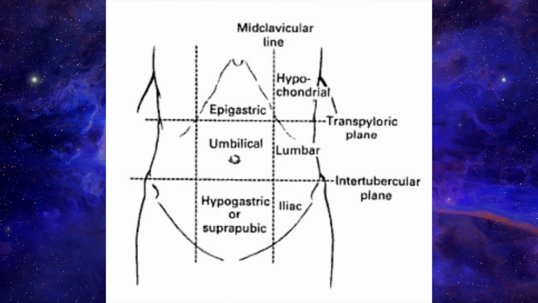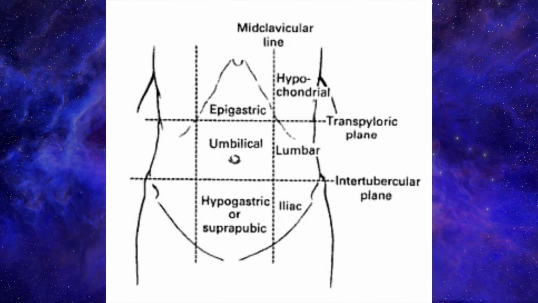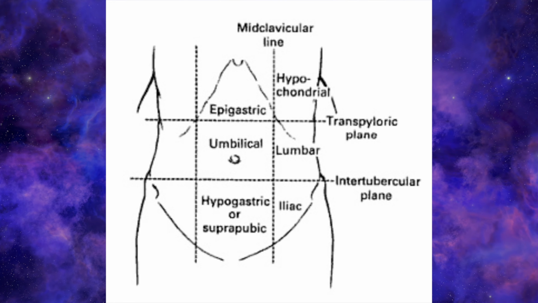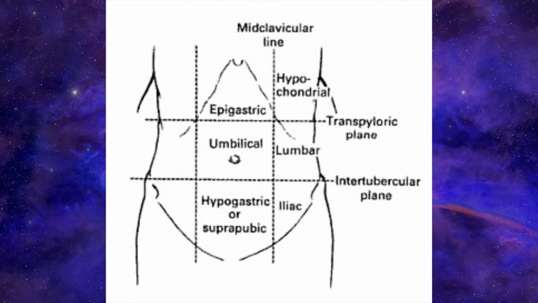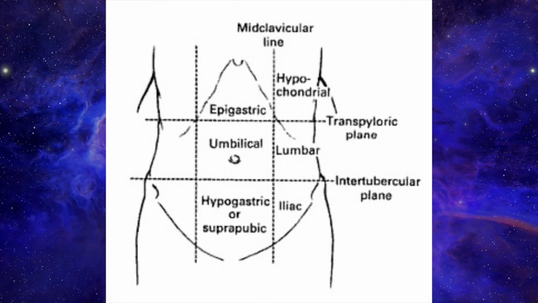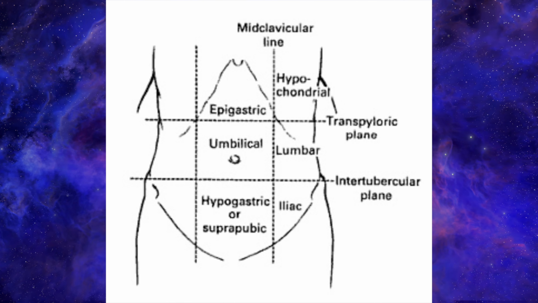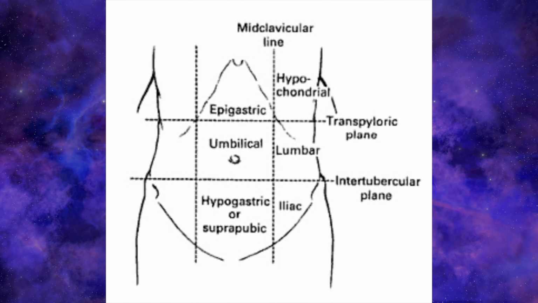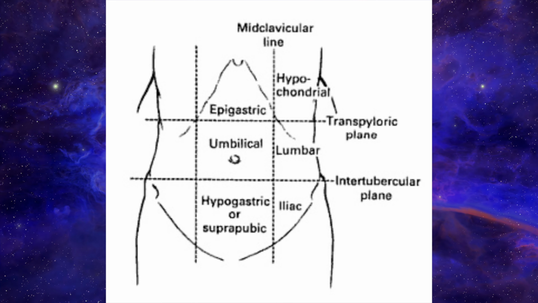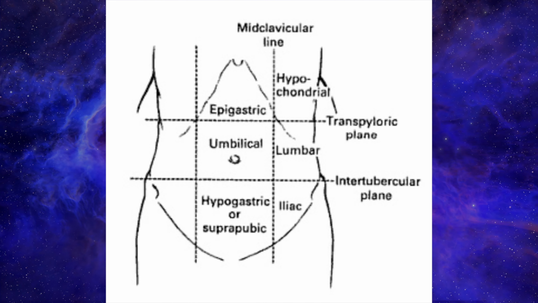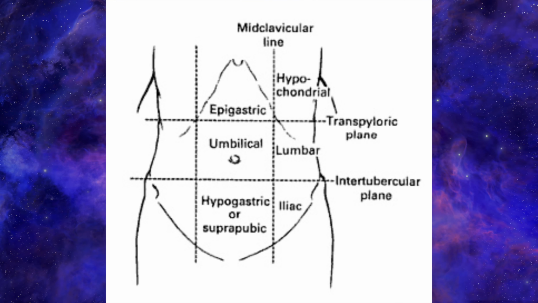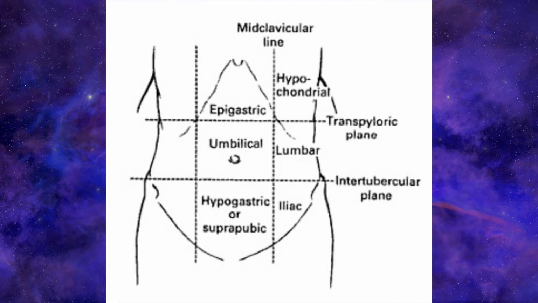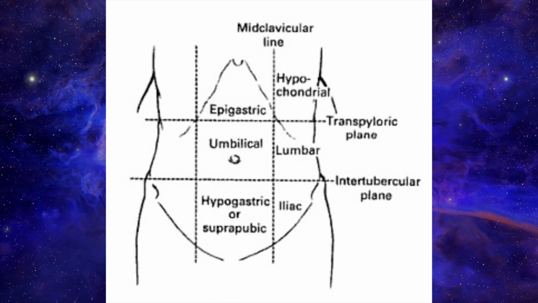Doing those 4 lines splits the abdomen up into 9 different areas. If we start in the middle, we've got the epigastric area. The epigastric is the top middle section of the anterior abdominal wall. The middle section is the umbilical area, and then below that is the hypogastric or the suprapubic area. Adjacent to the suprapubic area, you've got the right iliac fossa and the left iliac fossa.